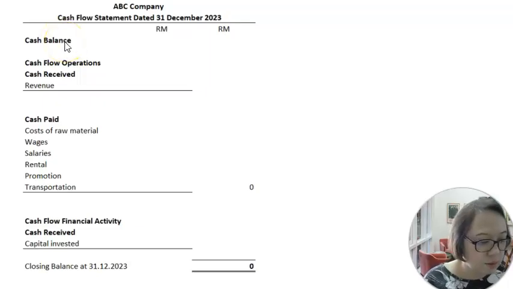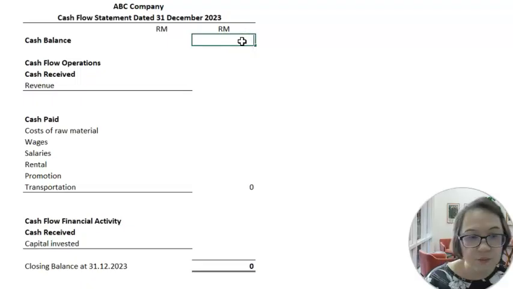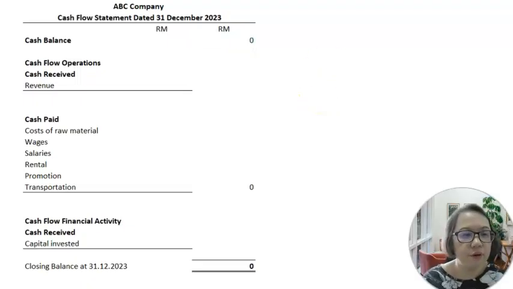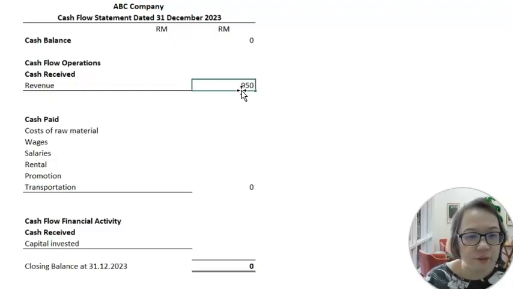Since this is a new company, we never did business before, and it means that we don't have any cash balance. So the cash balance will be 0 here. First of all, we record the cash flow from operations. We will record the cash received from revenue. Revenue here refers to the sales of goods and services. So it's 950 ringgit I put here.